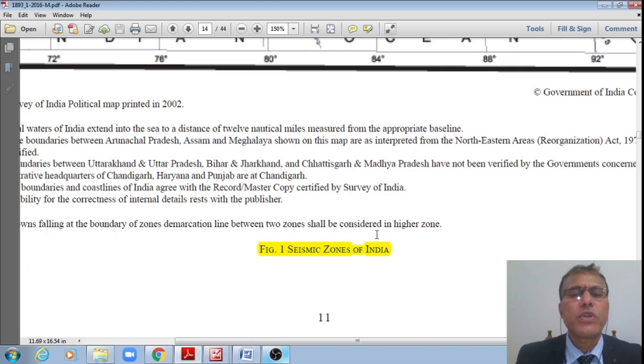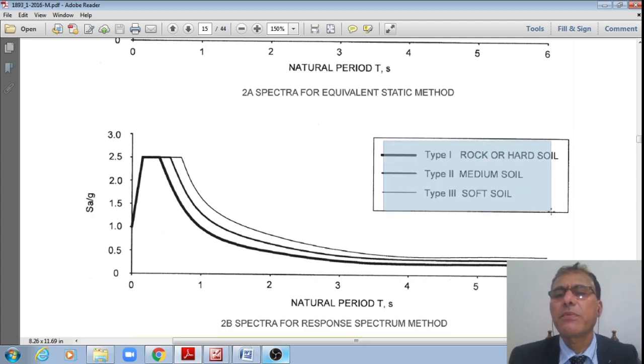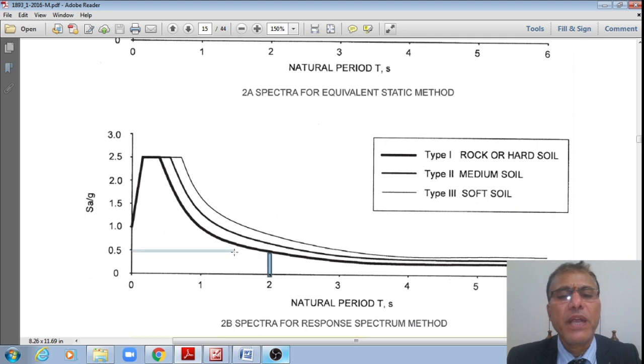We have already seen the seismic zonation map of India. This is how the spectra for the response spectrum method look: the natural time period against Sa/g value for 3 types of soils, the hard rock, medium rock and soft rock. Hard rock is the bold line, medium soils is the medium line, and soft soil is the thin line. If you know the time period, let us say the time period for hard rock is equal to 2, then Sa/g corresponding to that is approximately 0.5.